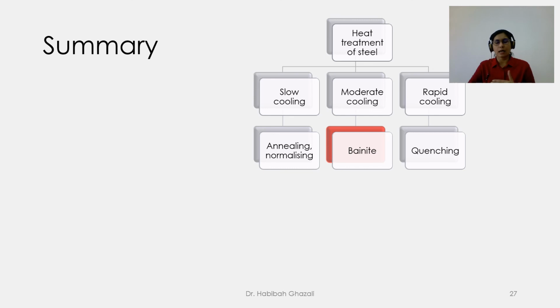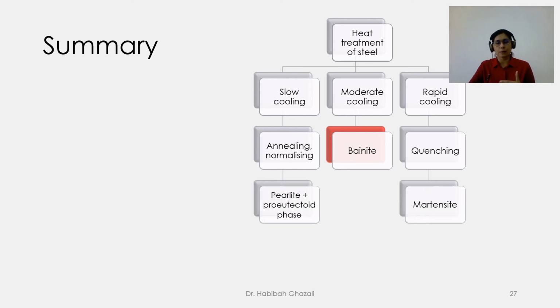Depending on this cooling rate, we will produce different types of microstructure. With annealing and normalising, we will always get perlite and a pro-eutectoid phase. For hypo-eutectoid, we will have pro-eutectoid ferrite and perlite. For hyper-eutectoid, we will have perlite and pro-eutectoid cementite. Whereas for quenching, we will always get martensite. For moderate cooling, we will have another type of microstructure, which we call bainite. And I will talk about bainite in our next lesson.